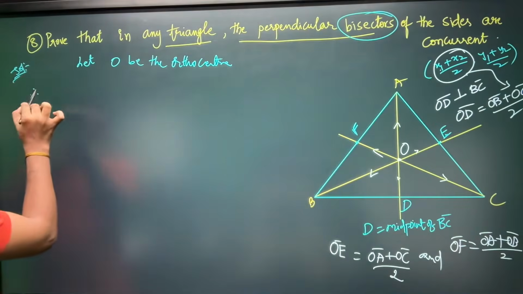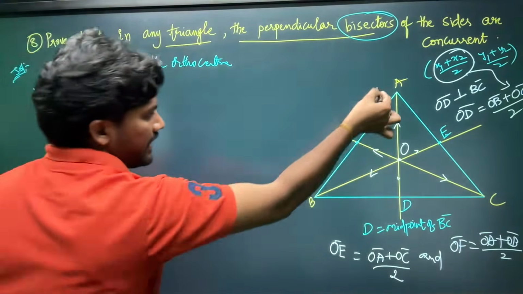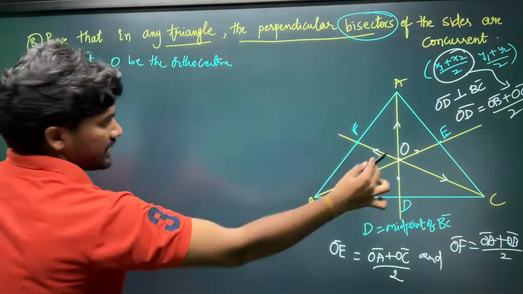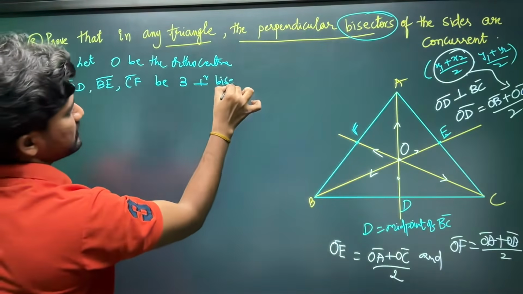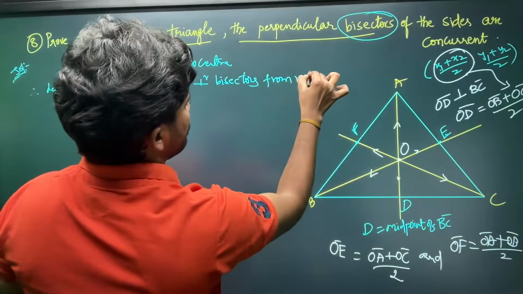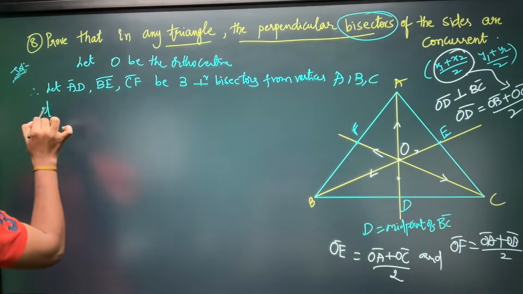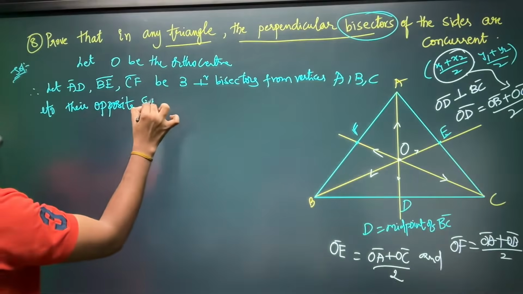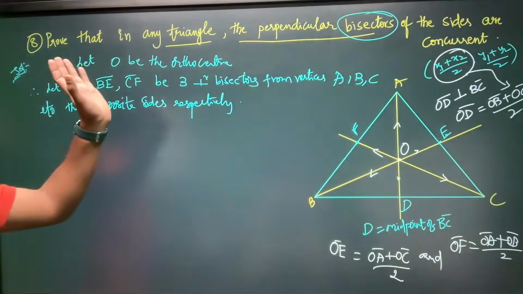So now OD bar, OE bar and OF bar: let AD bar be the first perpendicular bisector, BE bar the second one, and CF bar the third, perpendicular bisectors from vertices capital A, capital B, capital C to their opposite sides respectively. Okay, so this is the given condition.